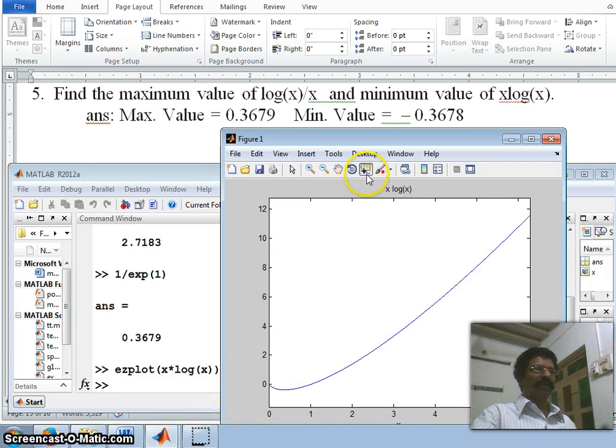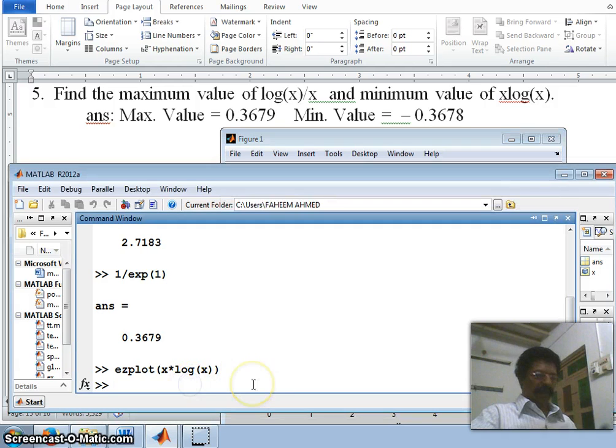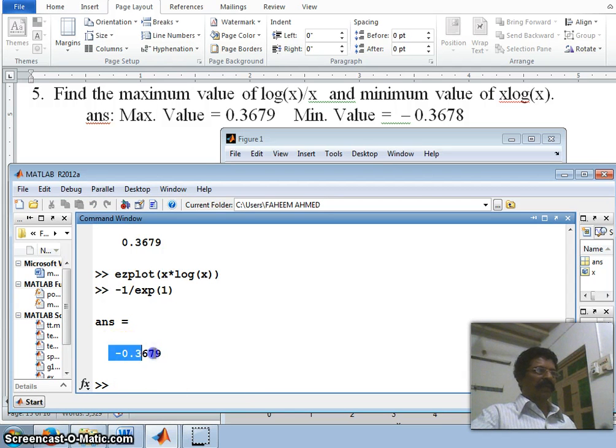Therefore for the minimum value, if I use the data cursor, I can find the minimum value is equal to minus 0.36, and here you see minus 0.3678. This is the minimum value of this graph. Because the graph decreases and then increases, the minimum value is minus 0.3678. I can check it, at the value x equal to 1 divided by e. This is minus 1 divided by exponential of 1. So this will give me minus 0.3679. So that is the minimum value.